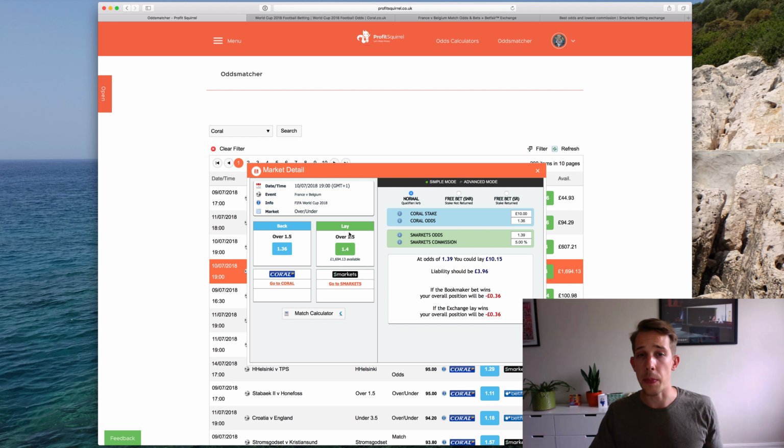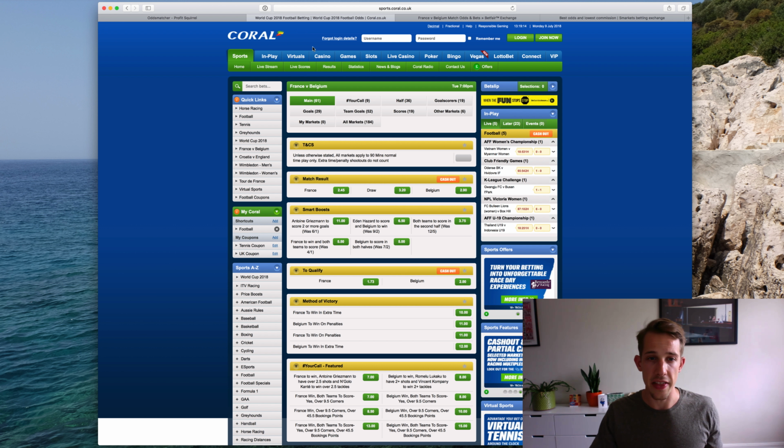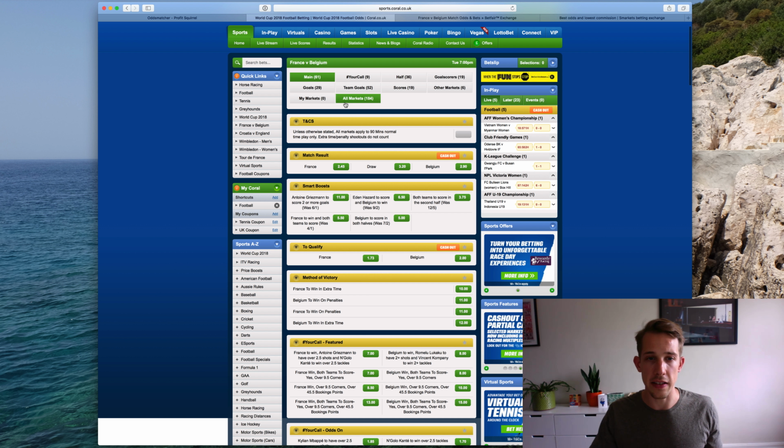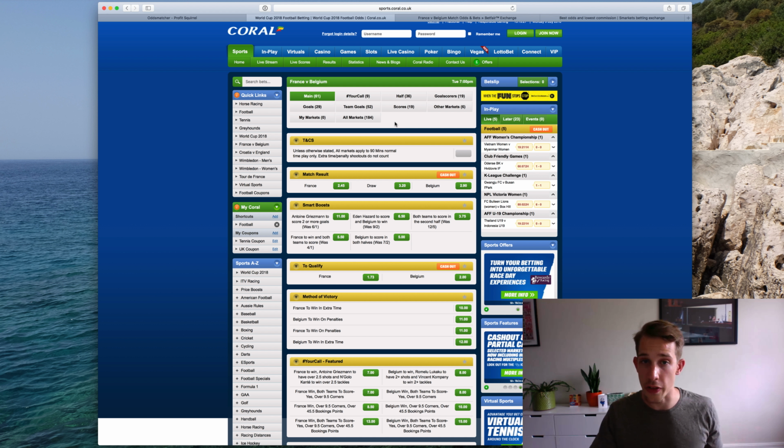Now that's pretty simple to understand, but the thing to watch out for is that the market is sometimes called different things by different bookmakers and by different exchanges. So for example here, over under, we're looking for over 1.5. So I'm going to go to Coral here, and this is the game, France-Belgium, and over under is not actually one of their available markets here. They just include that under this market here of goals.